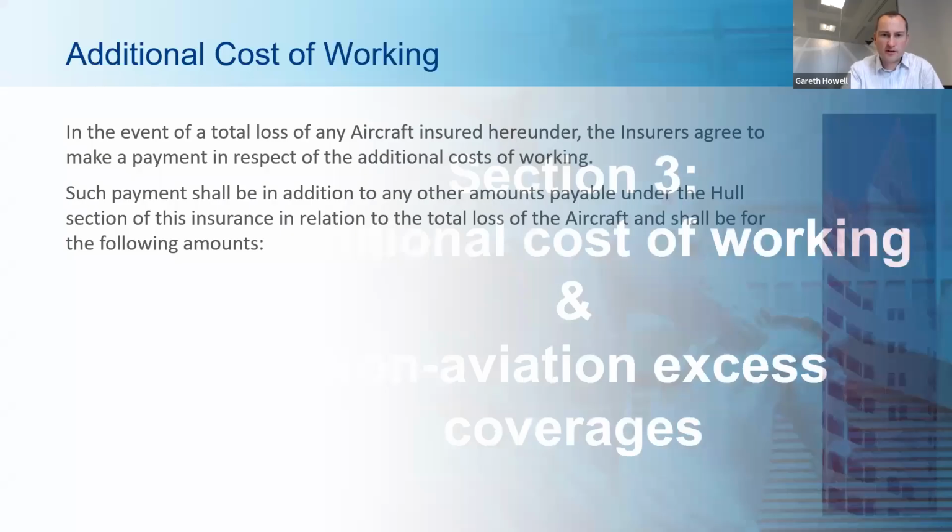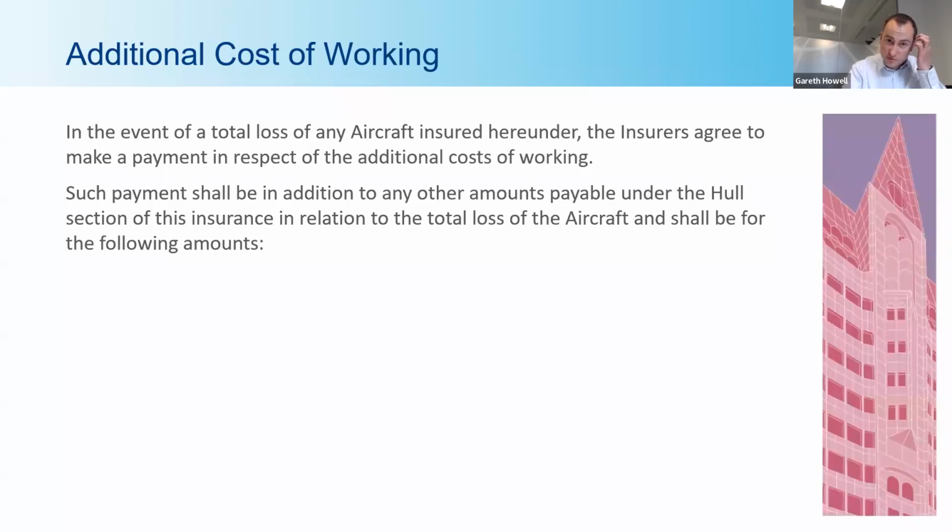Okay, so Tony, if we go to the first slide, thank you. Additional cost of working is quite an important concept, and we wanted to include this, notwithstanding there isn't an AVN clause for additional costs of working. What I've put up on the screen is a basic standard additional cost of working clause. So if we just go through it: in the event of the total loss of an aircraft insured under the policy, insurers agree to make payment in respect of additional costs of working. Such payments are in addition to any other amounts payable under the hull section in relation to the total loss, and shall be for the following amounts, where an amount would then be stated.